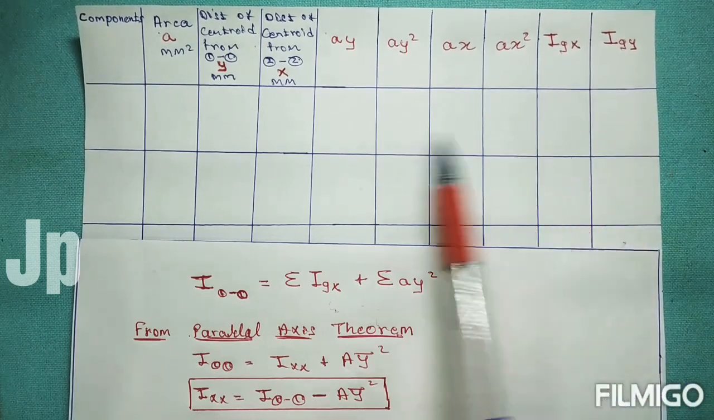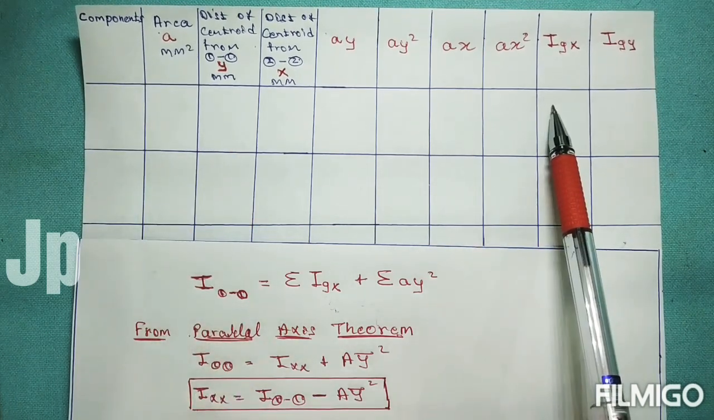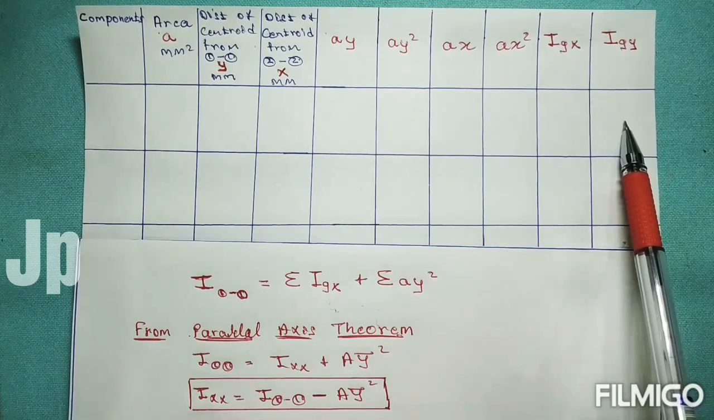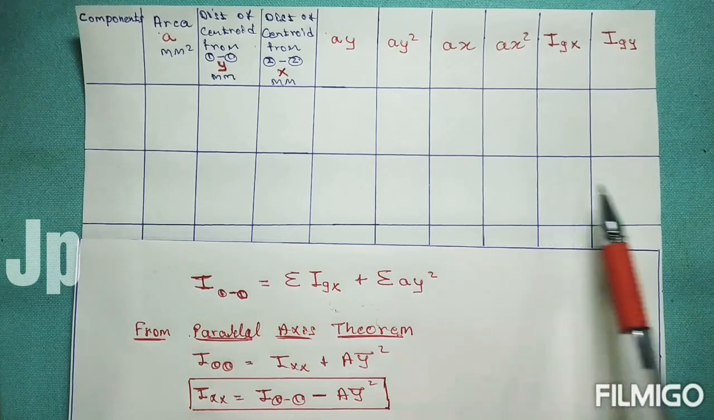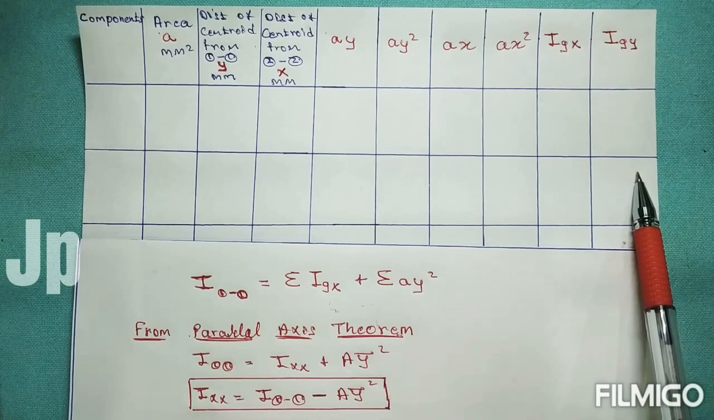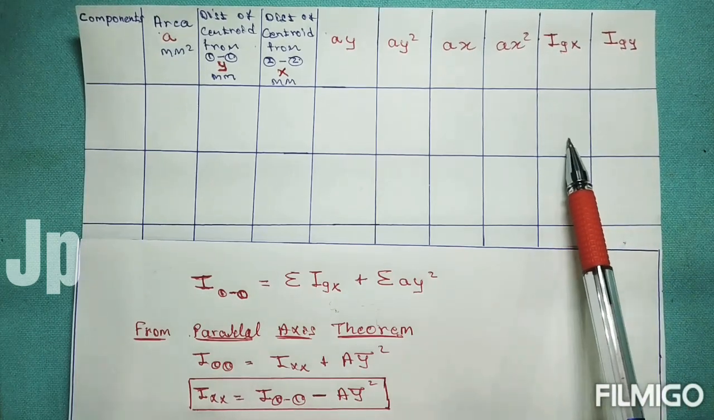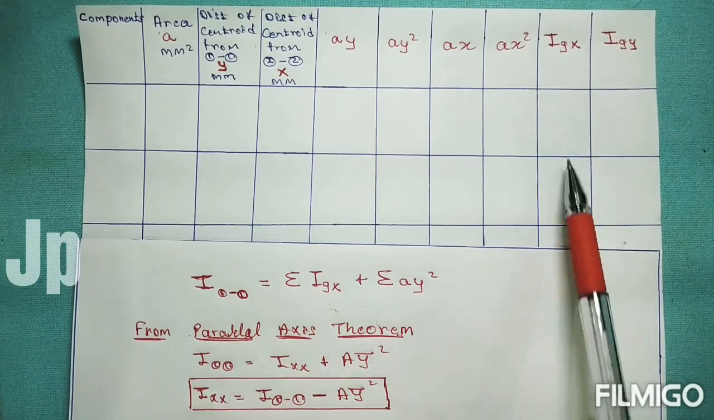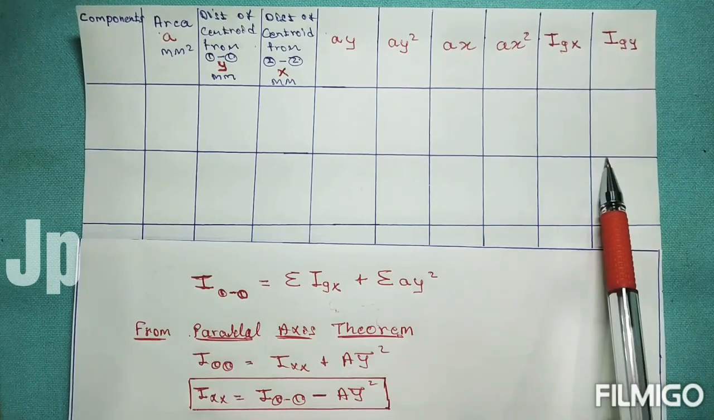For example, for a rectangular component it will be bd cube by 12, and here db cube by 12. Like that you have to write. For example, for a triangular component it will be bh cube by 36 and hb cube by 36. Like that you have to write here. So once you know the moment of inertia formulas, then you can write these two columns easily. Otherwise it is very difficult to write them.